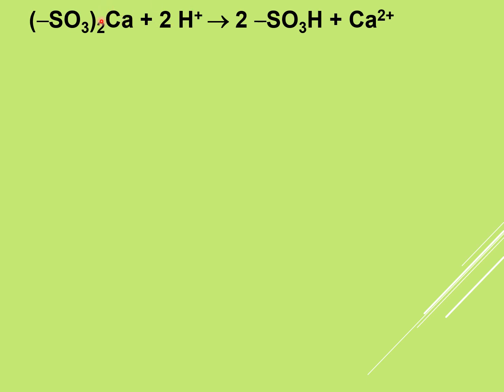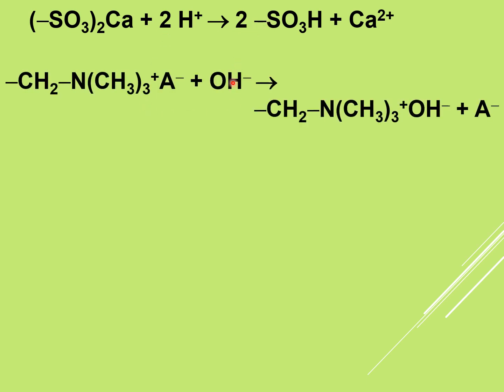When the acid is passed, all this calcium will be replaced by H. H plus will come and sit in the resin. Calcium will go out. And in the anion exchange resin, when sodium hydroxide is passed, this OH minus will come and sit in the resin. The A minus, the anion, will go into the solution. So the resin becomes regenerated, and you can use it again.